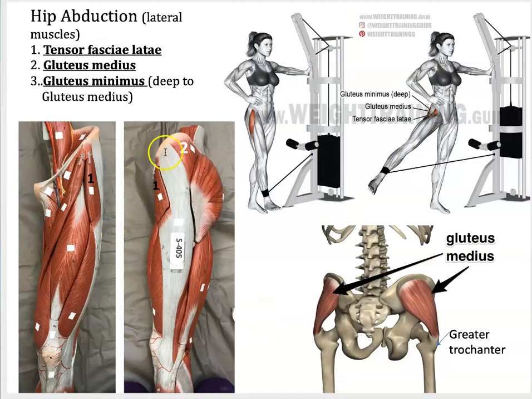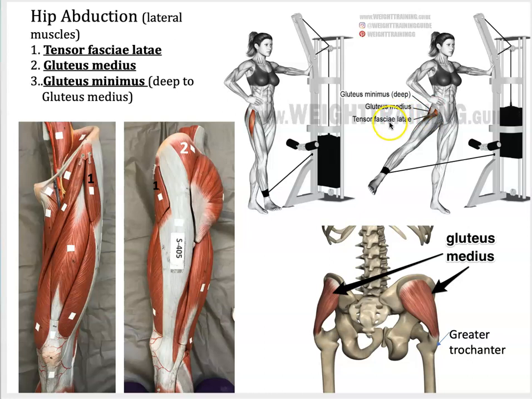Now we're going to do hip abduction, moving away from the midline. So again, I'm using this website because they have good pictures. They are showing you hip abduction. We are moving our leg, our hip, away from the midline, and they're showing you the muscles that are doing this right here. We have your gluteus medius, gluteus minimus, which is deep to gluteus medius, and the tensor fasciae latae.